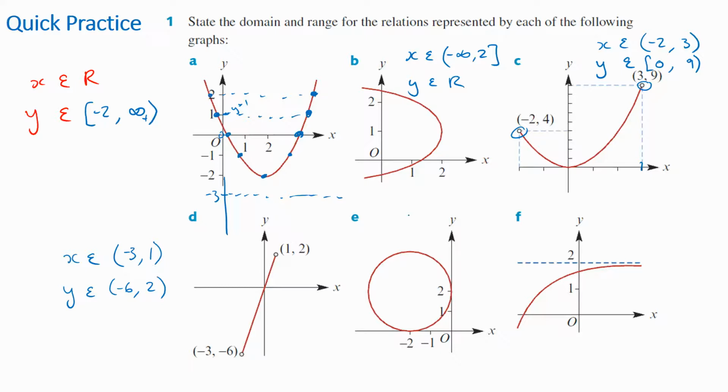-4 to 0. What's this one for? Domain or range? Domain. Good. So we got x is an element of... Say it again. What am I missing? Good, fantastic. Close brackets on both sides because they both included.